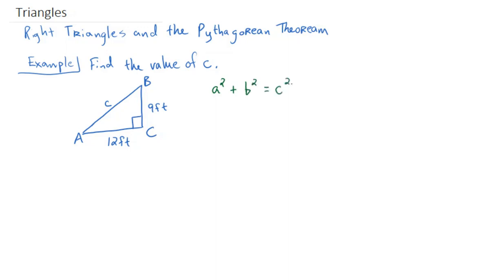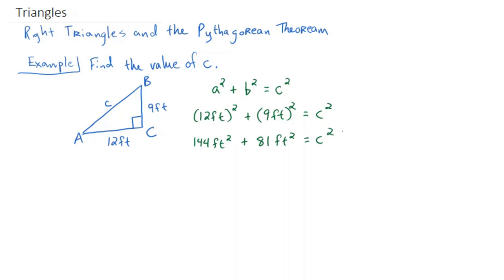Now I know my a and b. The legs have to be a and b, but it doesn't matter which one you make a and which one you make b. So I can make this 12 feet squared plus 9 feet squared, and that's going to equal c squared. I don't know what that is. Well, 12 feet squared is going to be 144 square feet. 9 squared is 81 square feet. Still don't know what c is.